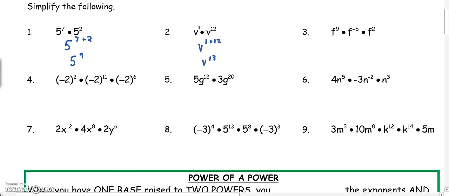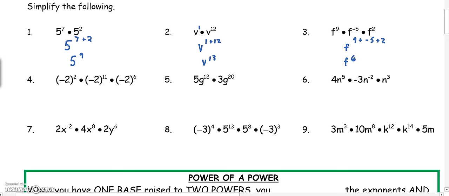Number 3, f to the 9th times f to the negative 5th times f to the 2nd. So there's 3 variables with different exponents. They're all the same variable, which means our base stays as f. And we're going to add 9 plus negative 5 plus 2, which gets us f to the 6th.